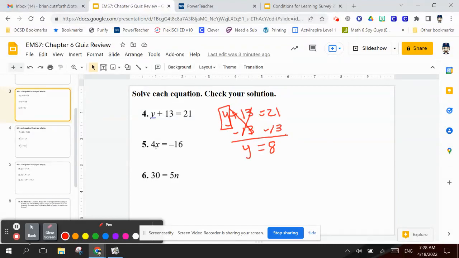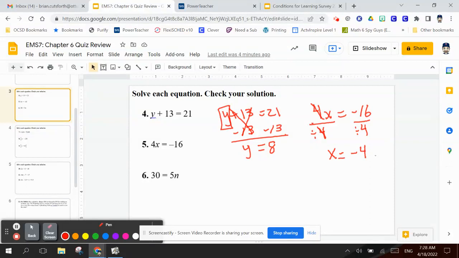Number 5, I have 4x equals negative 16. Remember, anytime you have a number and a variable side by side, that means to multiply. So the opposite of multiply is to divide. So I'm going to divide each by 4. I'm going to divide by the coefficient. When I do that, 4x divided by 4, my 4's cancel each other out, leaving x as my variable. And negative 16 divided by 4 is negative 4.